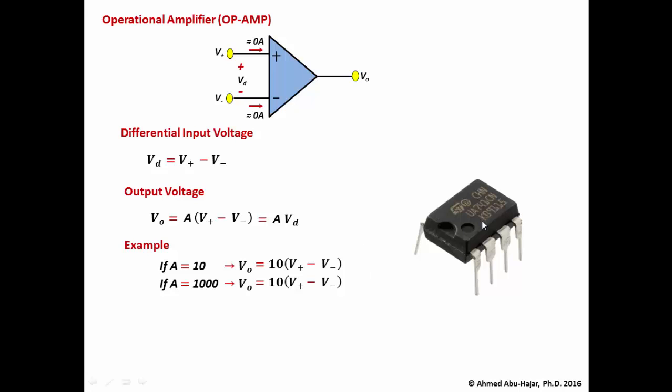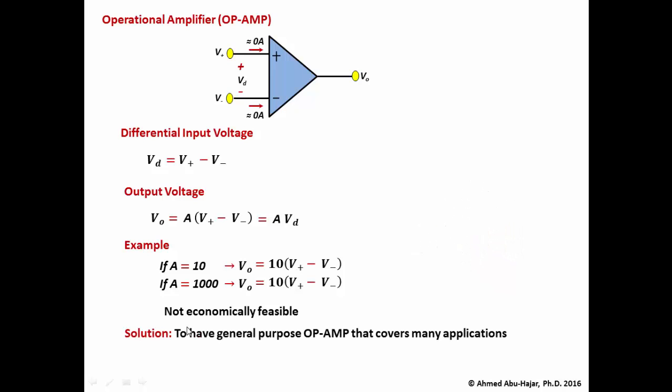Now the problem is the op-amp comes as a complete module, and this module can be a complete chip by itself, right? Like for example this chip that you see here, or it can be a module within a bigger system, and the big system comes in a chip. So if we're going to design an op-amp for each particular gain, this becomes a very expensive process. So what we need is a general purpose op-amp, one op-amp that can be used for multiple applications, which becomes economically feasible and usable for engineers to develop their systems.